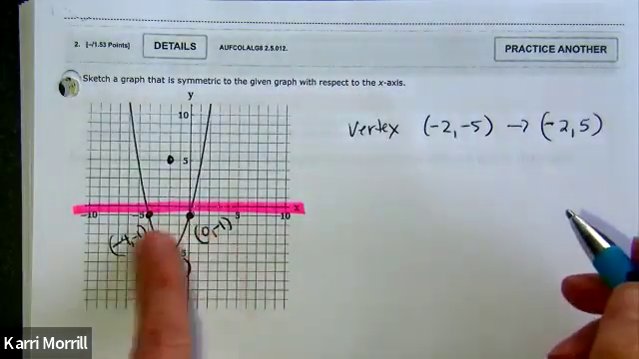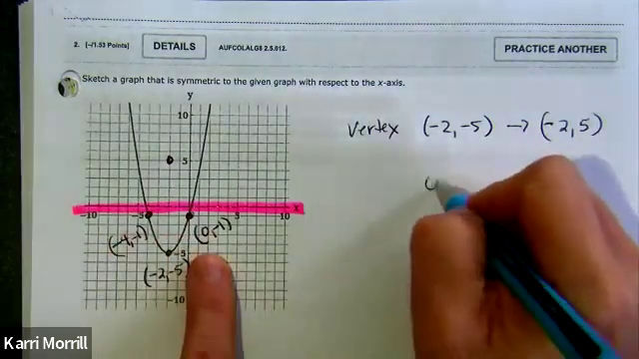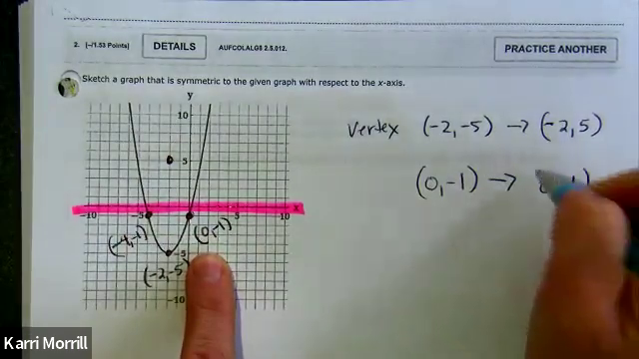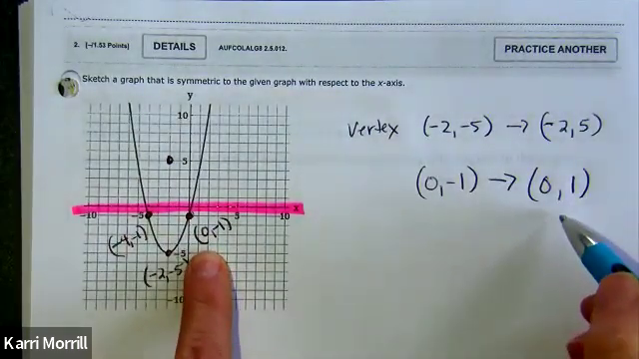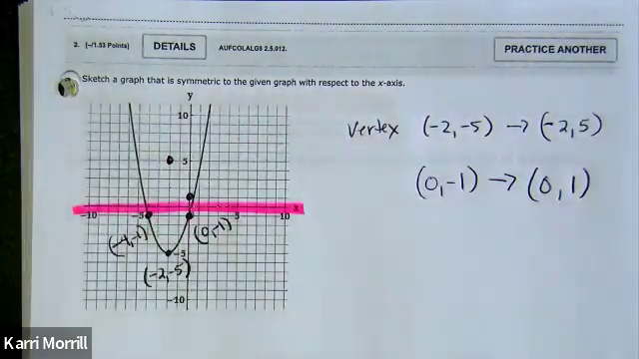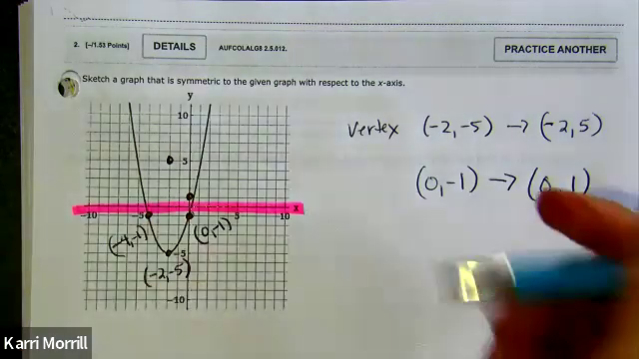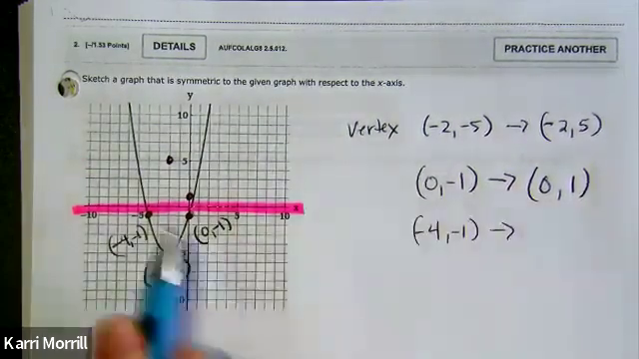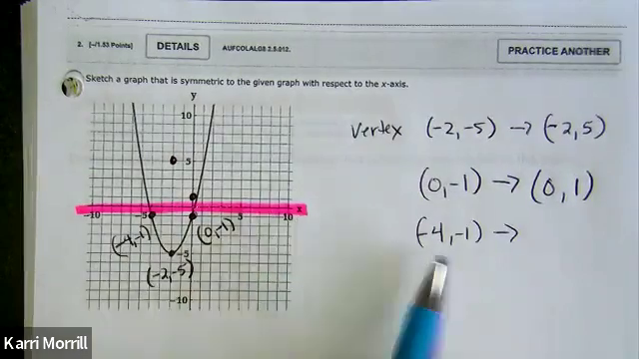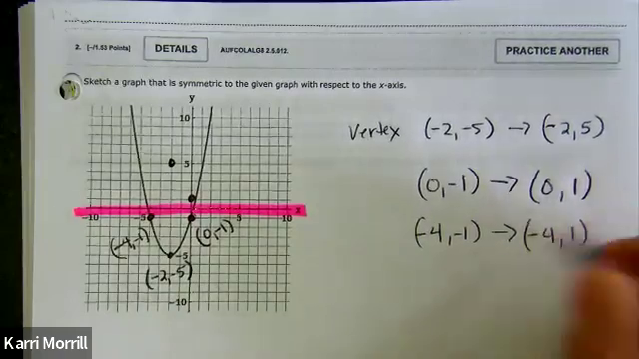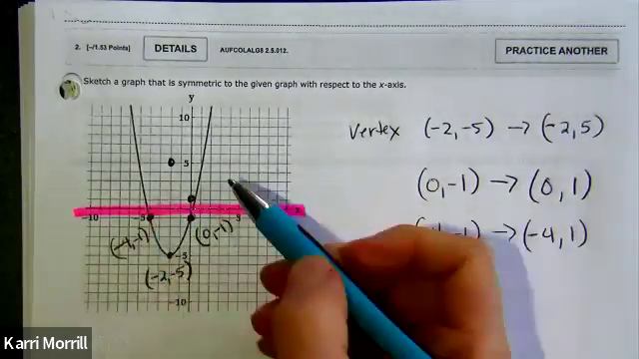If you did any of these other 2 pairs, say (0, -1), your x stays the same and your y changes. So (0, 1) would be another point that you could plot. So (0, 1) would be here. Maybe I should have done this in red. I will draw the parabola in red. And if this given point was (-4, -1), again, in respect to the x-axis, the x part stays the same, the y changes. So (-4, 1). It should be right across from this one.